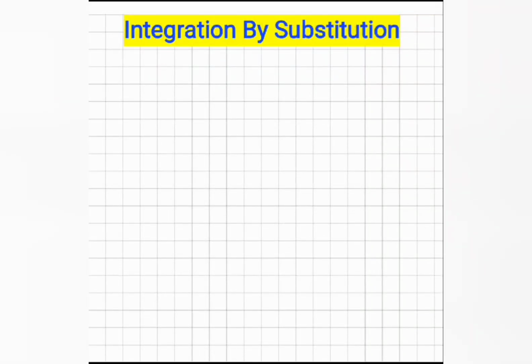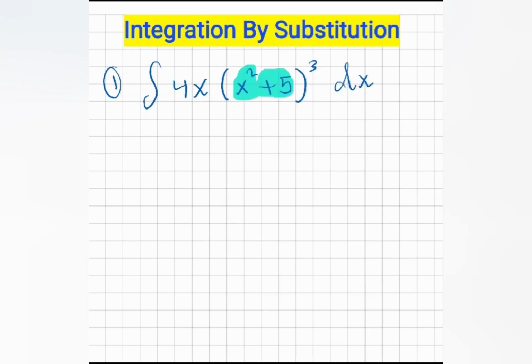In this video, I'm going to show you how to integrate using u-substitution. So we're going to focus on definite integrals. How can we find the antiderivative of 4x times x squared plus 5 raised to the third power? So what do we need to do? We need to define two things. We need to identify the u variable and du.